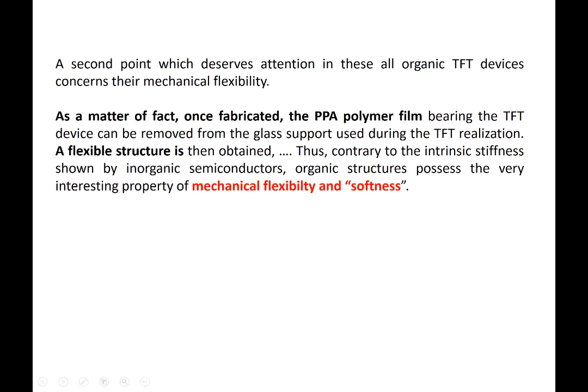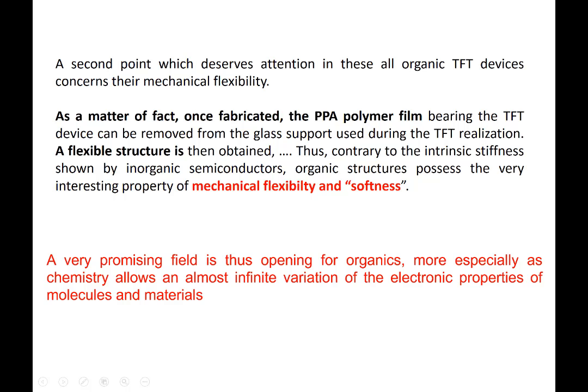So you can see here, these guys are writing about mechanical flexibility. This is 1990: a very promising field is thus opening for organics, more especially because chemistry allows an almost infinite variation of electronic properties. So unlike traditional semiconductors where you have a handful of semiconductors, here they said we have hundreds of thousands of compounds available. The problem here is a problem of plenty. The problem in traditional semiconductors is a problem of scarcity.